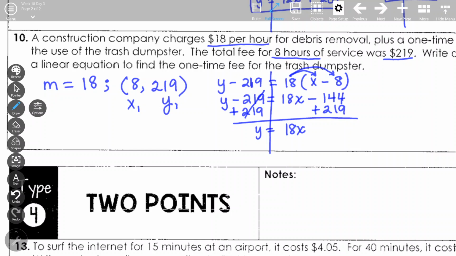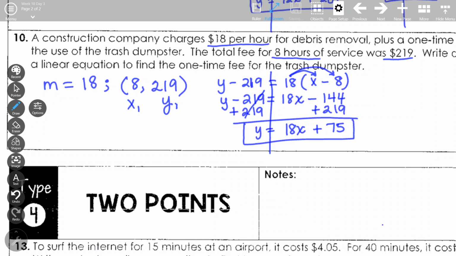Now, if you can do it in your head, that's fine. You subtract and keep the sign of the greater since the signs are opposite. Or you could just put it in your calculator. Either way, you're going to get a positive 75 left. Okay, so y equals 18x plus 75. That's our equation. Now, they want to know what the one-time fee is.